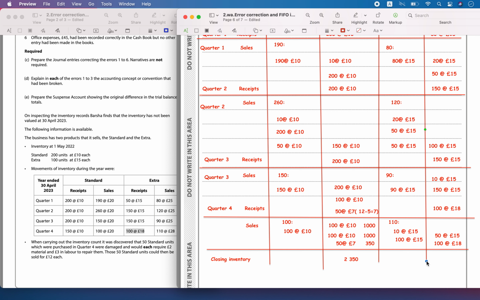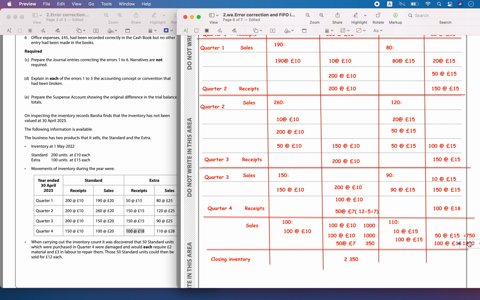So let's calculate the value of the closing inventory. So 50 at 15 pounds is equal to 750 pounds. So that value is going to be equal to 750 pounds, and 100 at 18 is going to be equal to 1800. So let's write that. So 100 at 18 is equal to 1800.